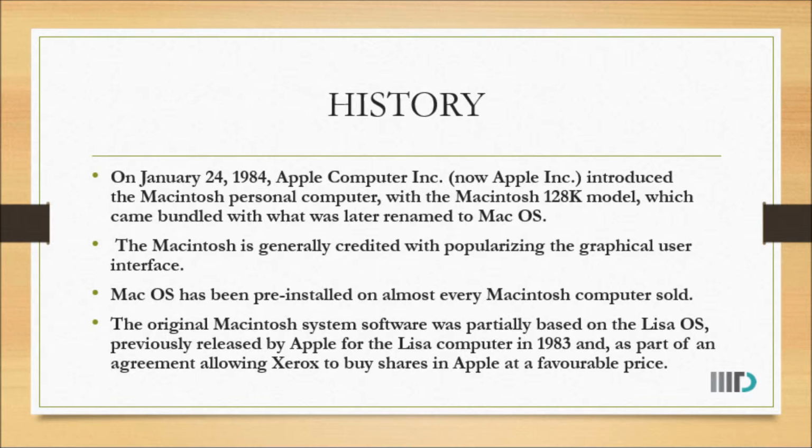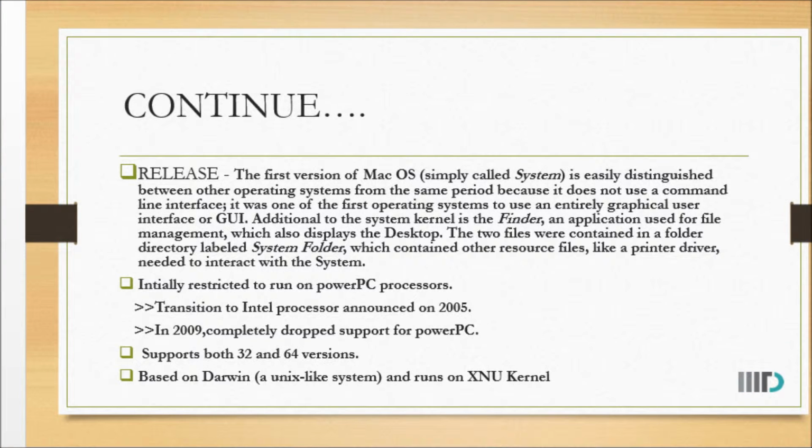The original Macintosh system software was partially based on the Lisa OS, previously released by Apple for the Lisa computer in 1983, as part of an agreement allowing Xerox to buy shares in Apple at a favorable price. Release. The first version of Mac OS is easily distinguished from other operating systems of the same period because it does not use a command line interface. It was one of the first operating systems to use an entirely graphical user interface.